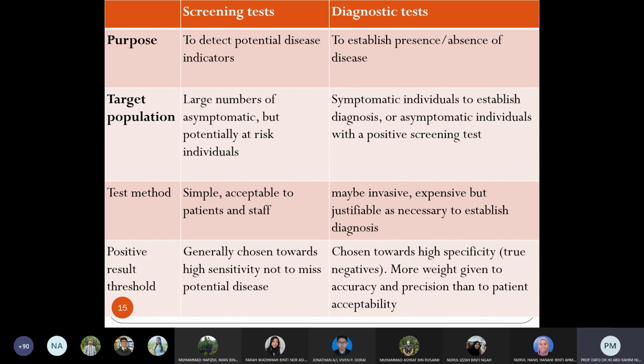So for the test method, screening is very simple and quite easy to do. It can be easily done by medical staff, or maybe even students. Whereas diagnostic may be invasive and expensive. You do an MRI, CAT scan, CT scan, and so on. But it is justifiable as necessary to establish the diagnosis. MRI, for example, is costly, but it is justified because you get the real diagnosis. What is wrong with this person?